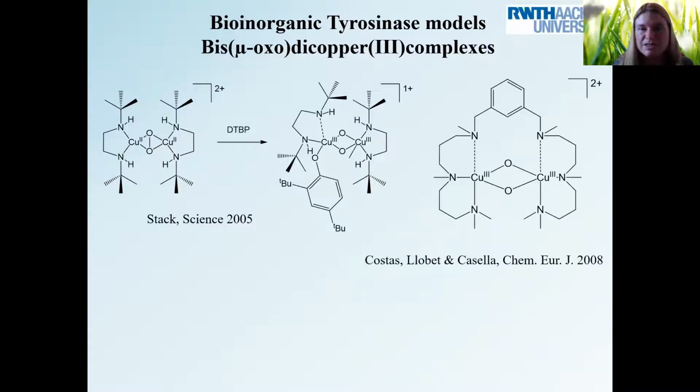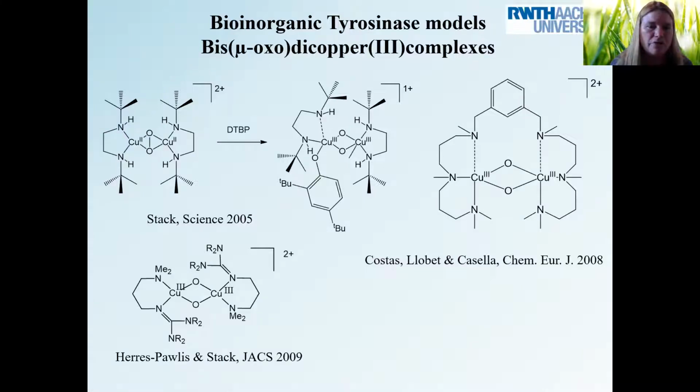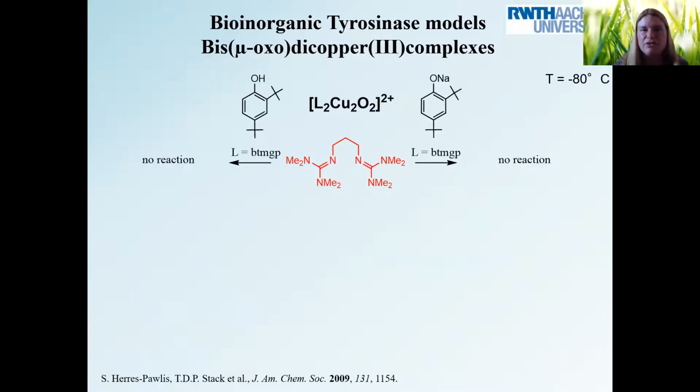And after these results, more species came up. For example, again, this binuclear species from Costas, Lobe, and Casella, who showed in 2008 that also again here the hydroxylation is promoted by this copper-3 species. And in my time with Danstech and the postdoc, we found that guanidines are also quite useful in this chemistry, because with this species, we also observed tyrosinase-like hydroxylation chemistry. But here it's again intriguing to look into the detail. So for example, if you just take this bisguanidine, which I was working in my PhD, you don't have any activity. No reactivity with phenolates and no reactivity with phenols.